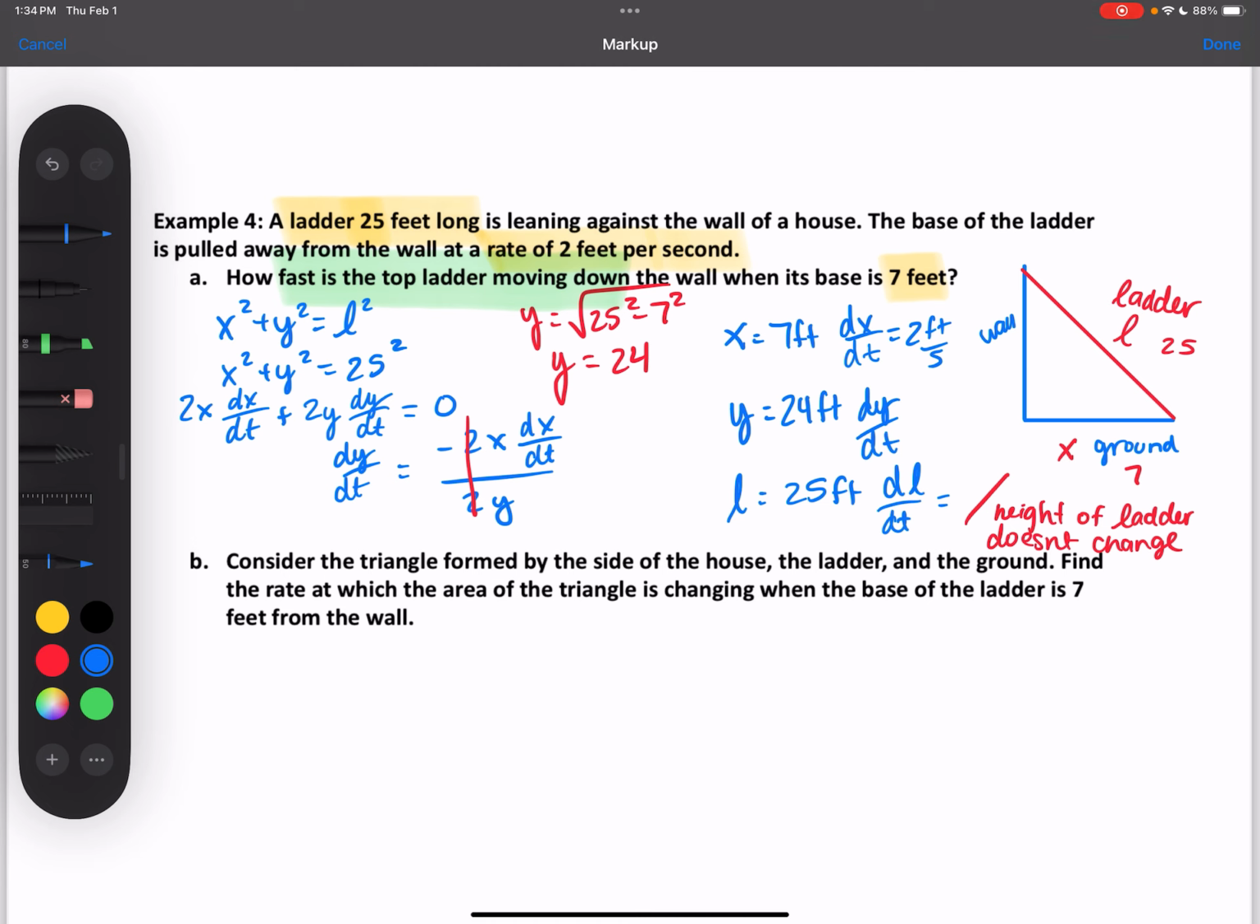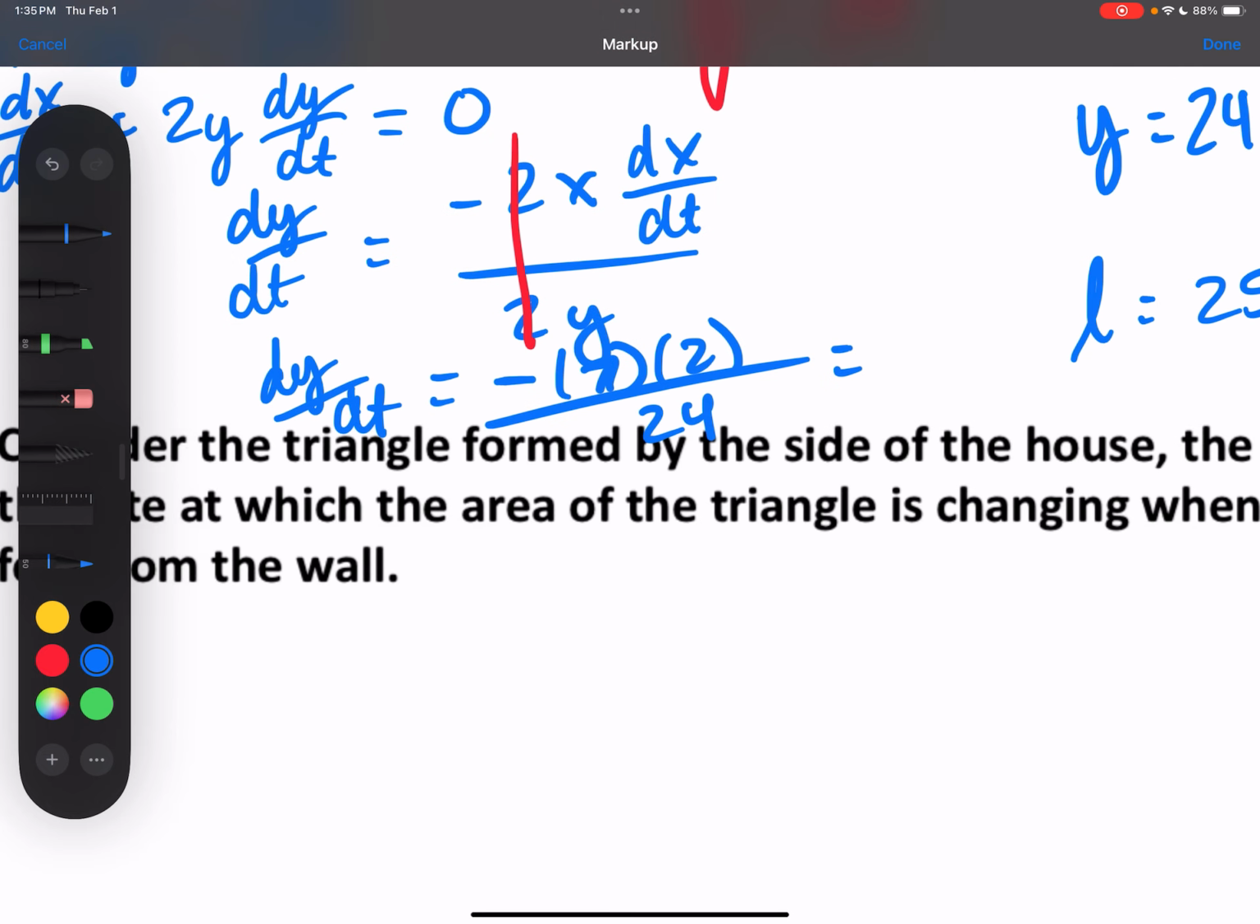All right, so dy/dt is equal to negative x, which is 7, times dx/dt, which is 2, over 24. We shouldn't even need a calculator for this until the very end. Can you zoom in on that? What does that say? Negative 7? So you want negative 7 times 2 divided by 24.